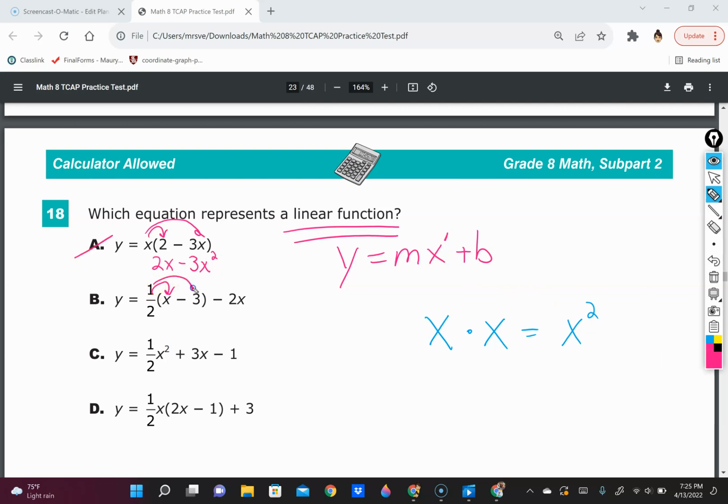B, if we do the distributive property, we have 1/2 x minus 1.5, which would be half of 3, minus 2x. So we can clean this up as 1/2 x and negative 2x. Combine those. Of course, you can use your calculator. You've got negative 1.5x minus 1.5. So they're throwing you off with some decimals and fractions here, but this in fact is in slope-intercept form. We have that x to the first power. It can't be b if you notice x is to the second power. And then d, x times x gives you that x squared, so we can't have that.